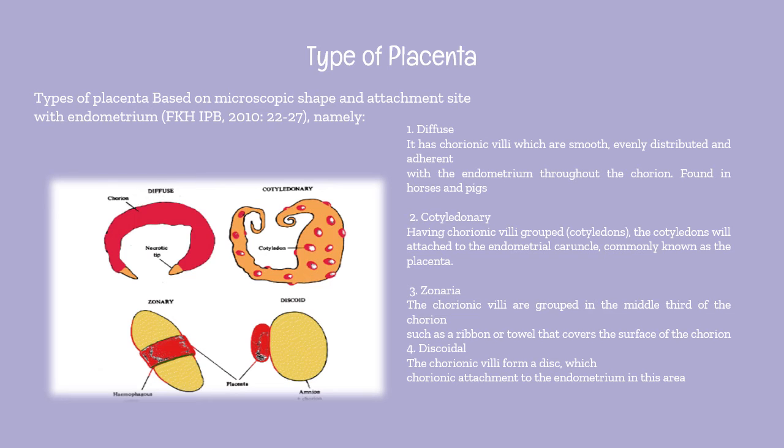3. Zonary. The chorionic villi are grouped in the middle third of the chorion, like a ribbon or towel that covers the surface of the chorion. 4. Discoidal. The chorionic villi form a disc, with chorionic attachment to the endometrium in this area.